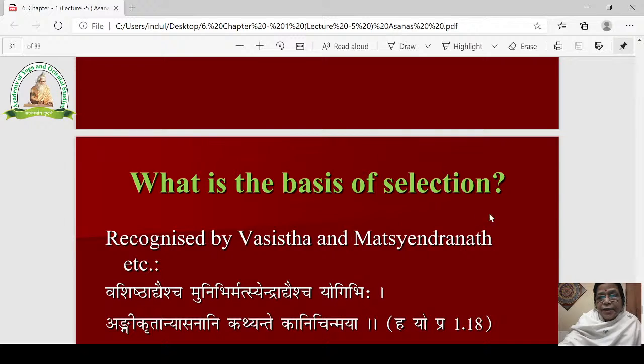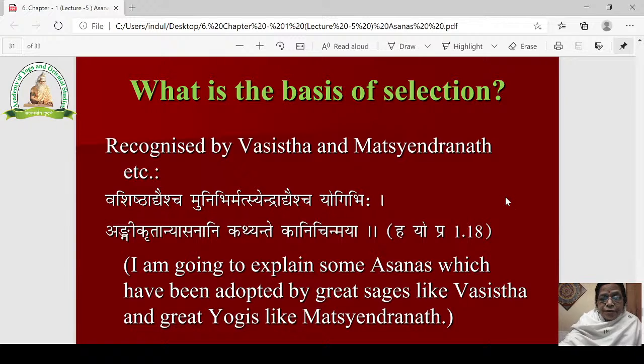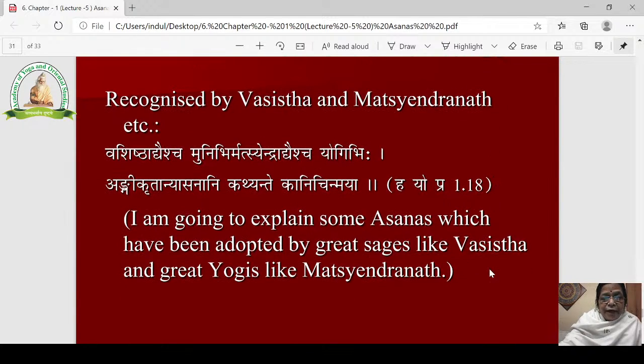Now, what is the basis of selection? Why did he select these asanas? Because he gives the reason: they are recognized by great sages like Vasishtha and great yogis like Matsyendranatha. He writes, वसिष्ठाद्यैश्च मुनिभिर मत्स्येन्द्राद्यैश्च योगिभिः अंगीकृतानि आसनानि कथ्यन्ते कानिचिन् मया. It means I am going to explain some asanas which have been adopted by great sages like Vasishtha and great yogis like Matsyendranatha.